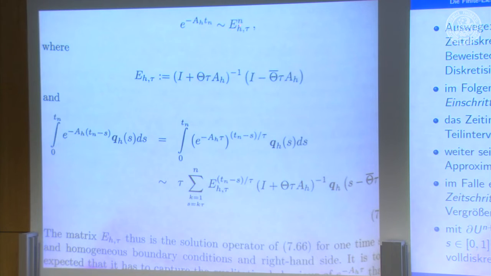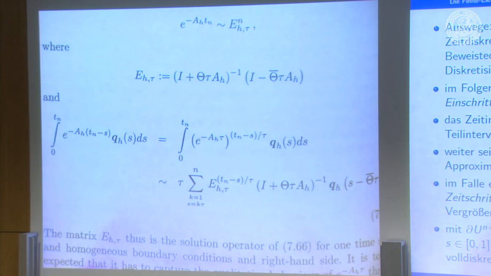If we take the nth power out, we have this matrix E, and here we have the matrix e to the minus A_h times tau, because t_n is n times tau. So this is nothing but this matrix to the power n. That is the correspondence between the terms which we now see on the one hand in the semi-discrete, and on the other hand in the fully discrete, relating to the initial data.